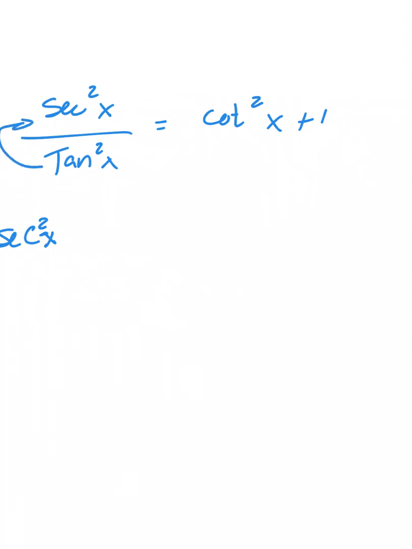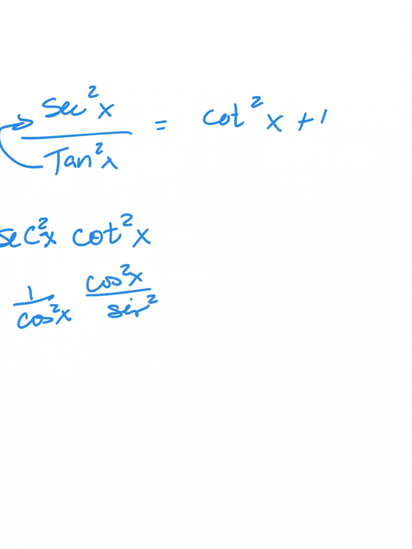I'm going to move this tangent upstairs if you don't like a basement and make it a cotangent squared of x. Does everybody understand that? If you move it upstairs, it turns into his cousin. If you move it downstairs, it turns into his cousin too. So this would be 1 over cosine squared of x and cosine squared of x over sine squared of x, right?